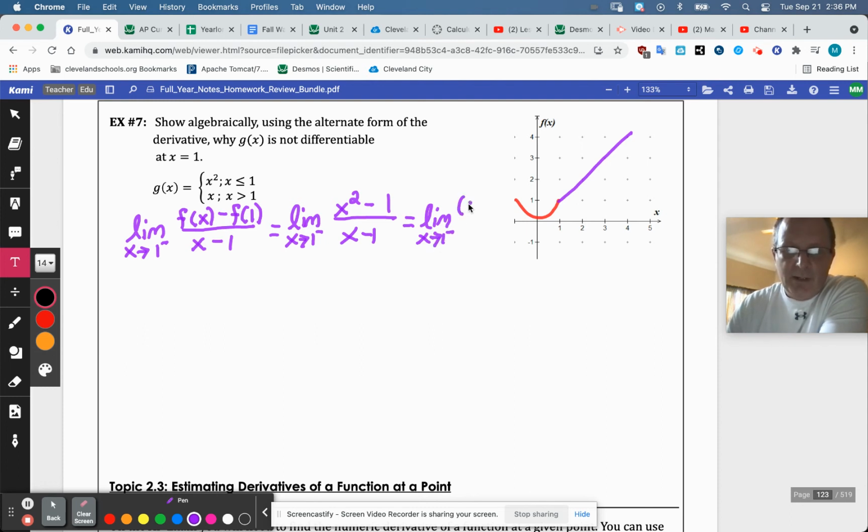The numerator is x plus 1 times x minus 1. The denominator is x minus 1. And as you know, and as you've seen, those cancel. And so left or right makes no difference. Substituting a 1 in, and after I've done that, it is 2.